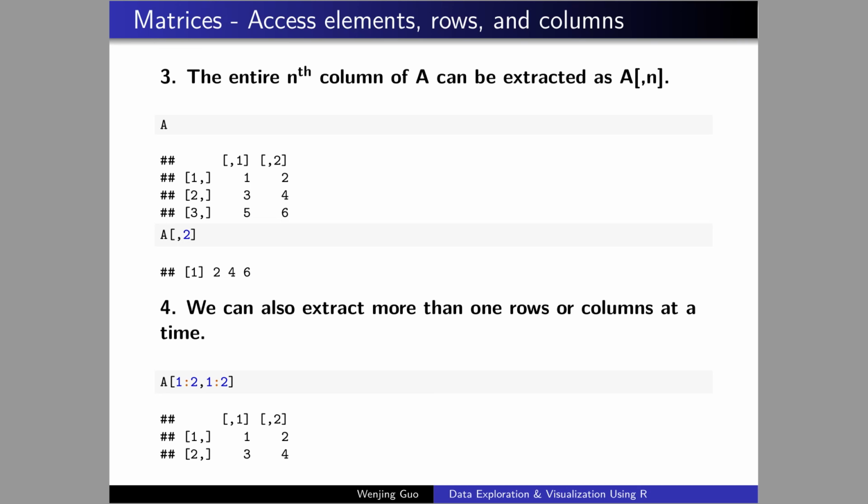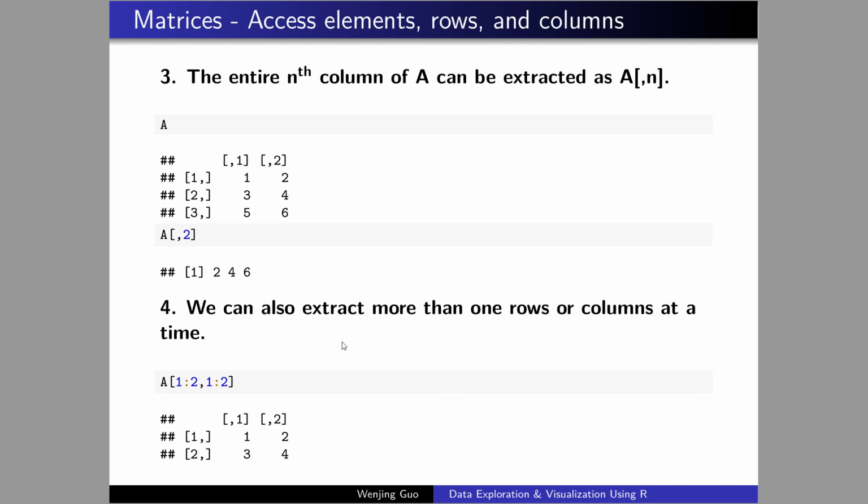Similarly, if we would like to extract the entire nth column of matrix A, we can use A square bracket, comma, n square bracket. For example, if we would like to extract the second column of matrix A, we can use this R command, and R returns this output. This is the second column of matrix A here.